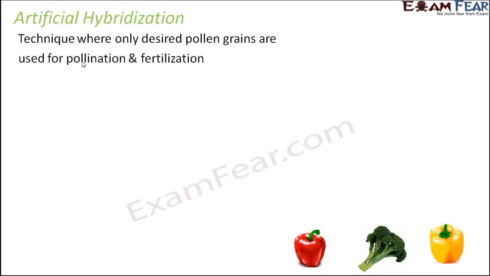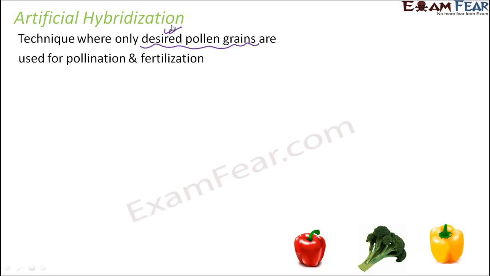Now, this knowledge on pollen-pistil interaction helps in artificial hybridization. That is why you see these days a lot of fruits and vegetables are not the real ones but they are hybrid. The hybrid is the one which is of superior quality because it has got good things of both the male counterpart and the female counterpart, and that is why hybrid is a better one. So this is a technique where only desired pollen grains are used for pollination and fertilization.